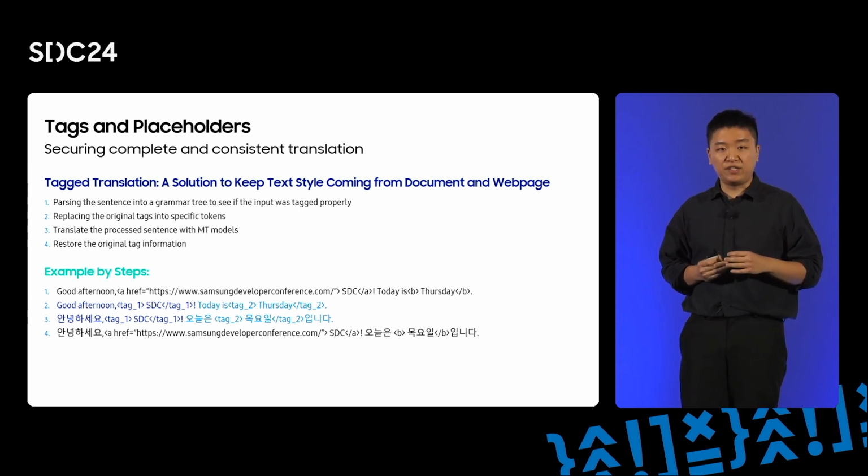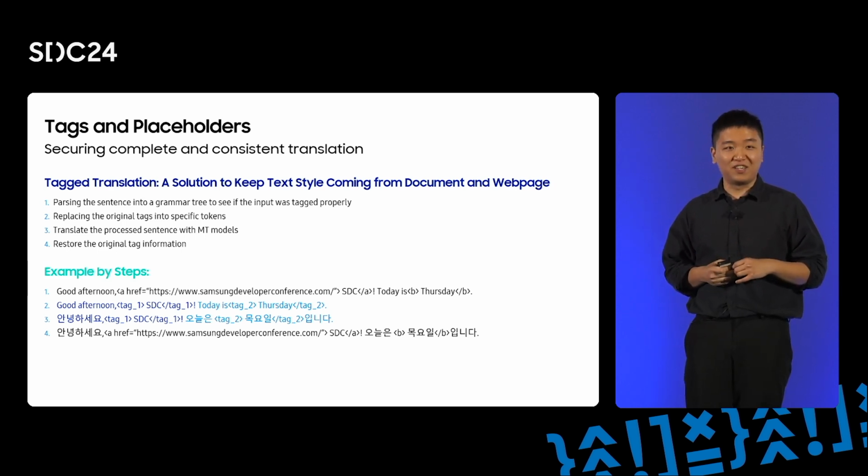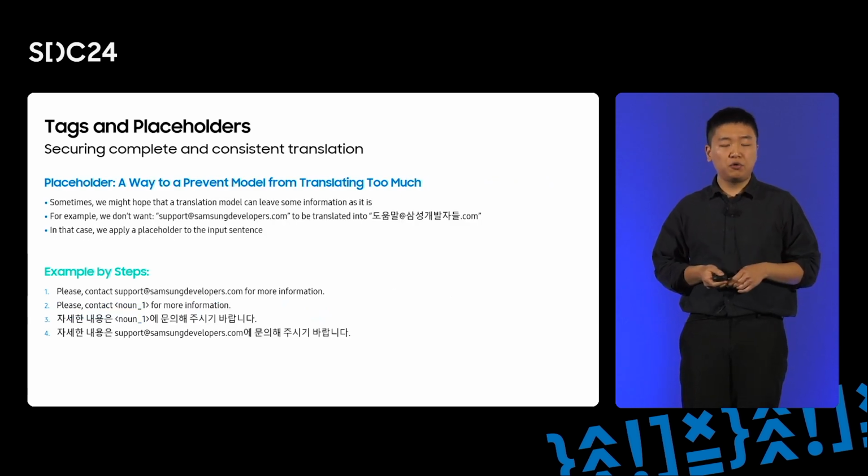After that, we replace those tags with the tokens that our model can recognize. And then let the translation model work its magic. Afterwards, we restore the original tag information back to the sentence. We also have a placeholder to prevent the model from translating too much.